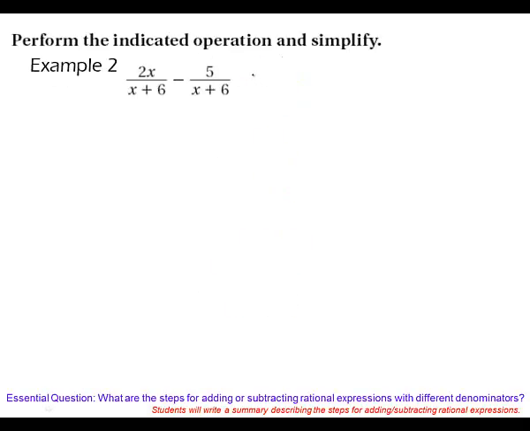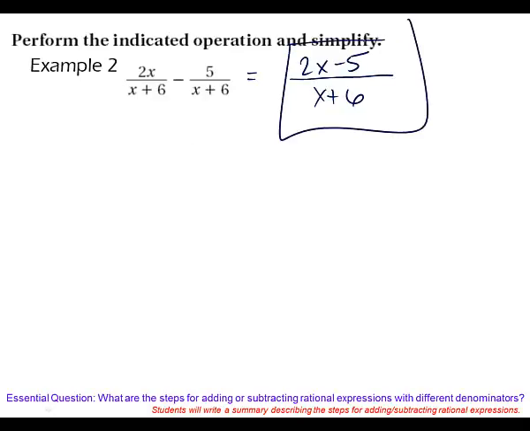Do we have a common denominator? What is it? X plus 6, good. And then again, we just go across the numerator, 2x minus 5. Is there anything else I'm going to be able to do with that? No, you're done. So really quickly, I want you to try example 3 and example 4. They might have uglier exponents, but it's the same idea. You're doing 3 and 4 right now.